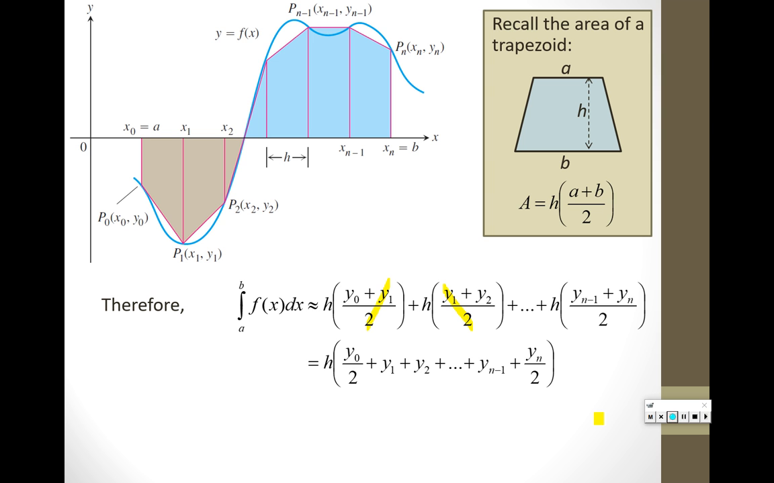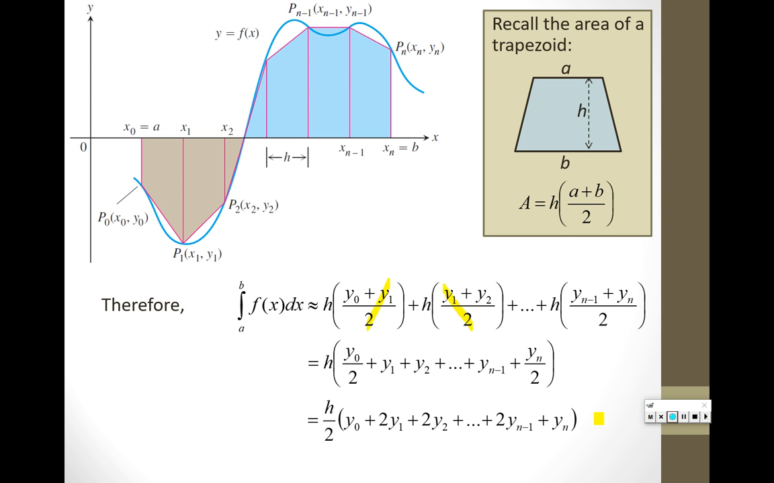And so you get this nice formula, which, let's just describe this in words. Take your height, then add up all the y values, except the first and the last one, which the first and the last one you got to divide by 2.